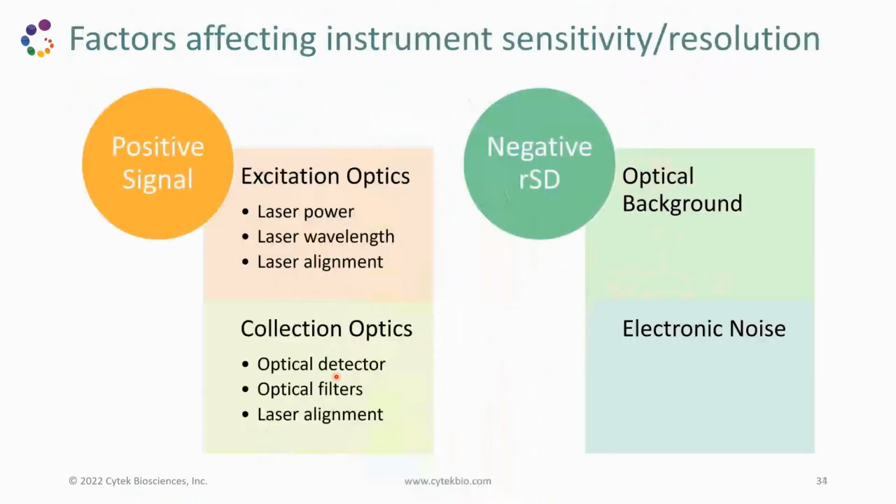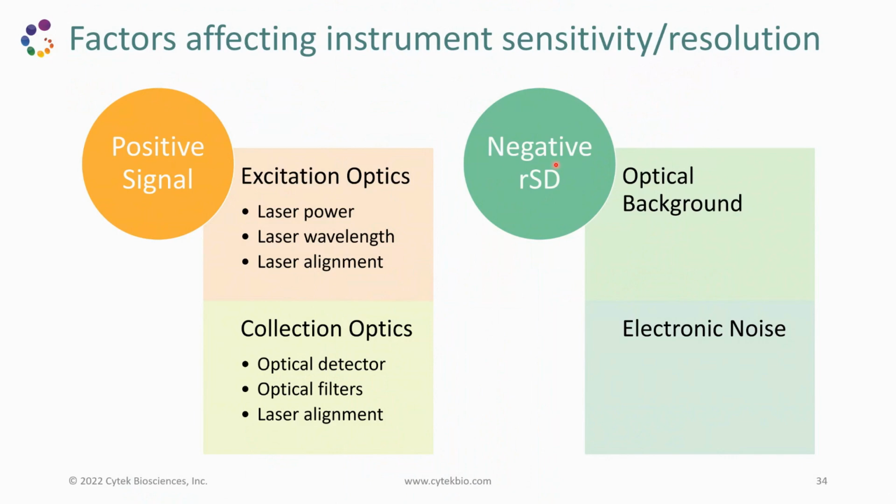Okay, so for the positive signal, for how much separation you get, the main contributions from an instrument perspective are in the optics. On the excitation end, the laser power, the laser wavelength, how good is the alignment. On the collection end, the quality of your optic and the sensitivity of your optical detectors, the filters that you have, how wide they are, how good is the transmission, and also the alignment. Yeah, I made a mistake here. It's not laser alignment, but the alignment of those optical elements that are part of the collection, in our case, in the APD modules.